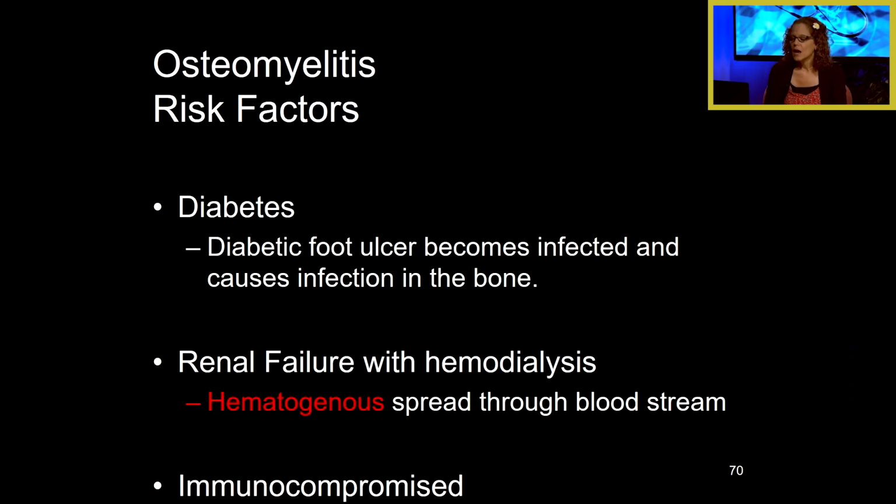So who's at risk for these types of infections? Diabetics are. Diabetic foot ulcer can become infected and cause infection in the bone. Patients with hemodialysis, so patients who have renal failure, who get hemodialysis 3 days a week, can get a type of microbe that gets introduced through the bloodstream. And we would call this a, let's see, how do we pronounce this word? Hematogenous. So a hematogenous spread through the bloodstream from dialysis.